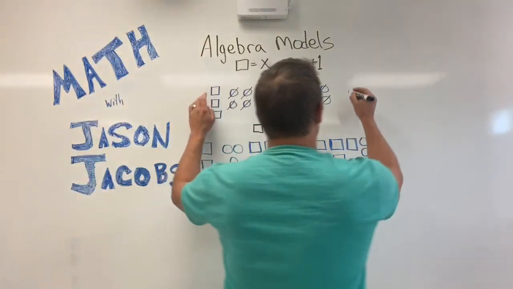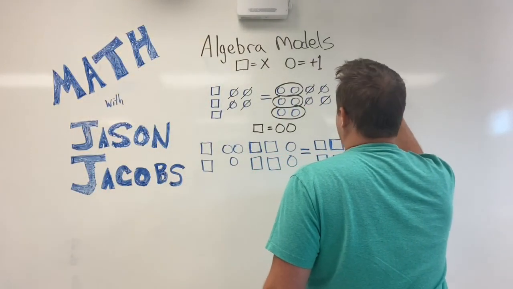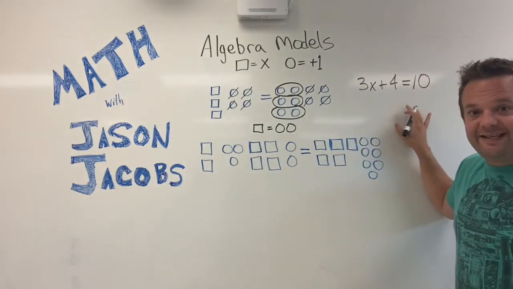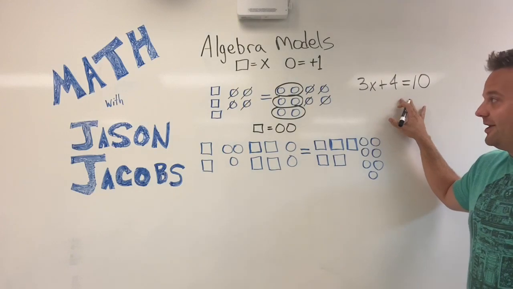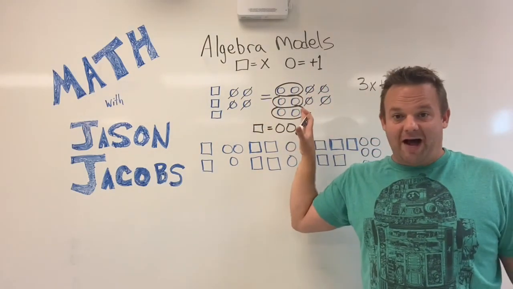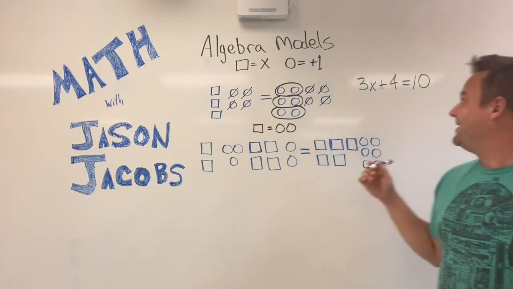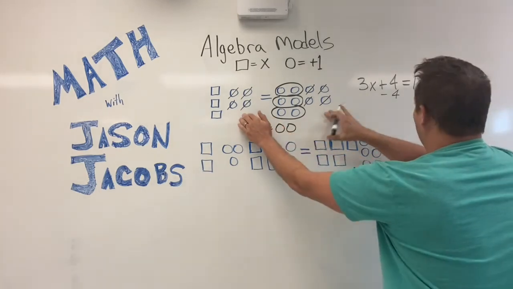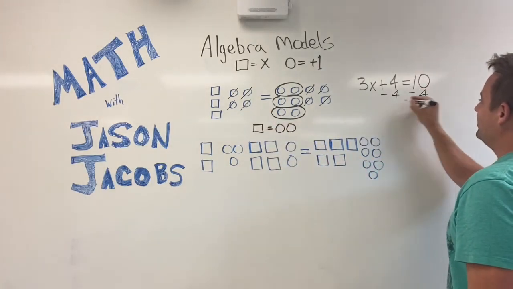So what this is is 3x plus 4 equals 10. When we see this, we're like, okay, but maybe this model helps you. It's my hope it does. So the inverse of adding 4 is subtracting 4. Remember when I took away 4 on each side, guys? That's what I'm doing here.